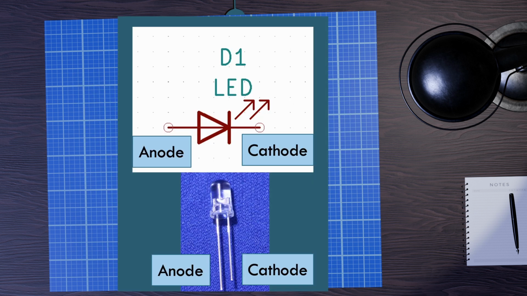An LED is a diode. It will only allow electricity to flow through it in one direction, the direction of the arrow as shown on the symbol. That goes from the anode, which is generally the positive terminal, to the cathode, which is normally the negative or ground terminal. When electricity flows in this direction, the LED will illuminate.